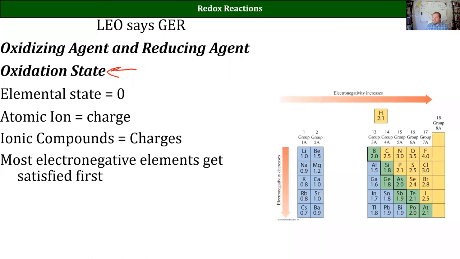Now, in most cases, if it's a single atom we're talking about, oxidation state is just the charge. If it's in its elemental state and it's neutral, it's got an oxidation state of zero. If it's an atomic ion, a single atom with a charge, then the oxidation state is just that charge. And same if you have an ionic compound, you can break apart that compound into its individual pieces and just say, okay, well, if I have sodium chloride, the overall charge is zero, but I know that this is a sodium ion with a plus one and a chloride with a minus one, because those are the charges that are stable for those ions.